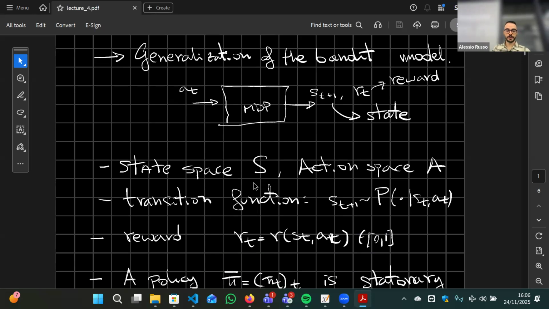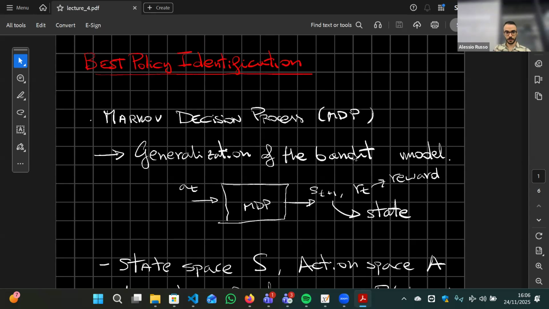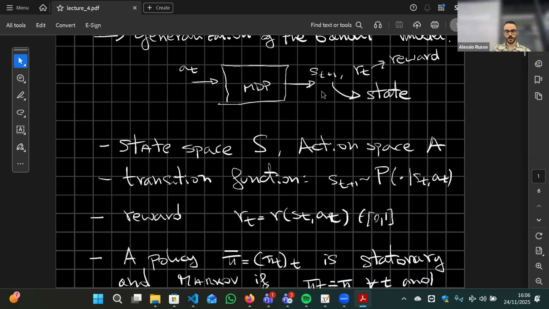So formally, we have a definition of state space, which is a collection of states that we assume to be finite. We also have an action space, which is also assumed to be finite for this topic. And then we have the transition function, which dictates how the state evolves over rounds. We also have the reward, which is a function of the current state-action pair.